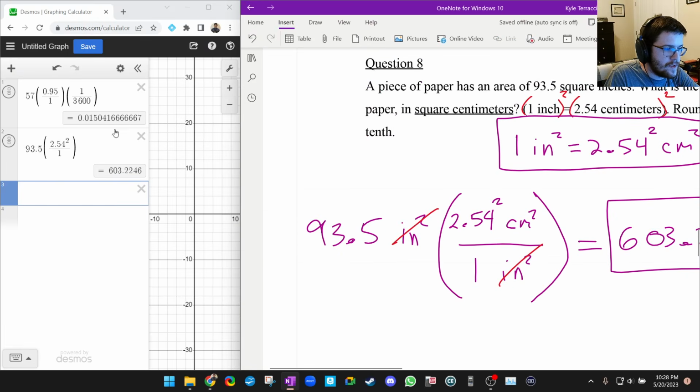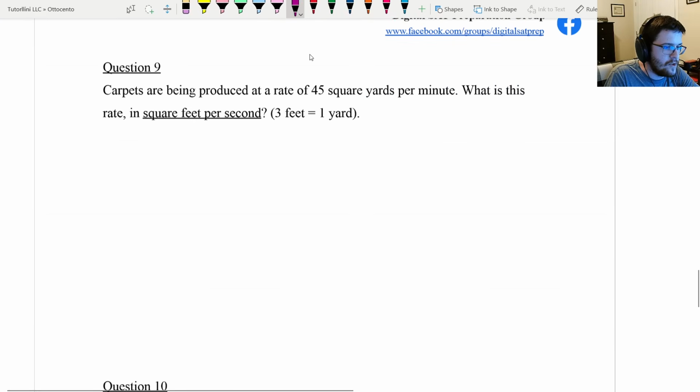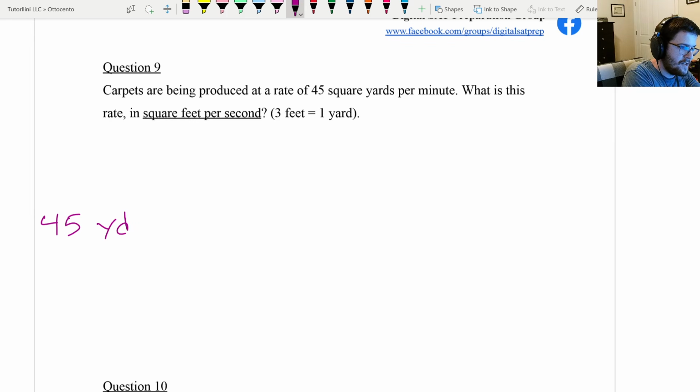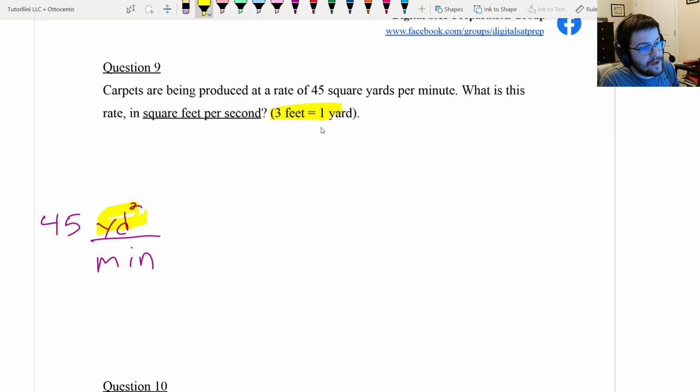All right, that one looks good. Let me just double check 603.2. Yep, let's get rid of all this. All right, two more. So we got 45 square yards per minute. I'm going to use abbreviations again just to make it a little bit easier for me. So the abbreviation for yard is YD squared, so square, per minute, min. Interestingly enough, it seems like we don't have square yards. So this is a rate unit conversion, but it's also a square unit conversion. So we have to do both.